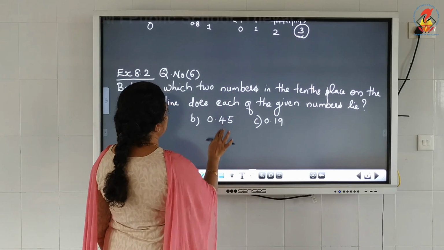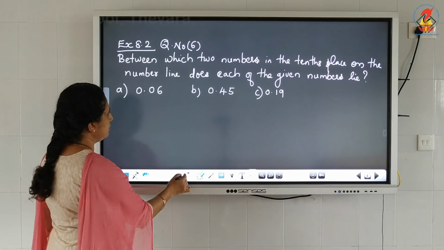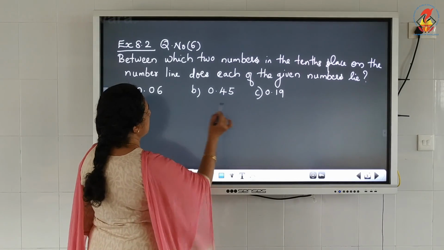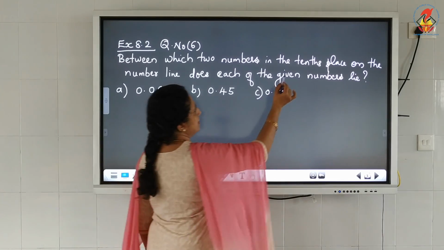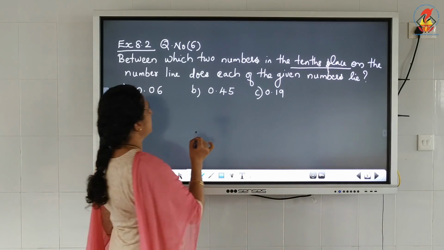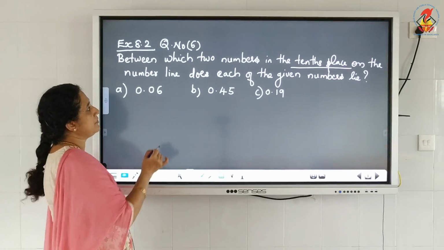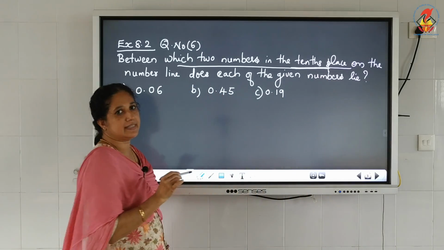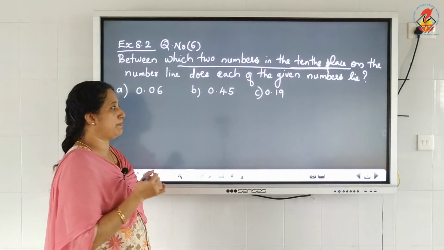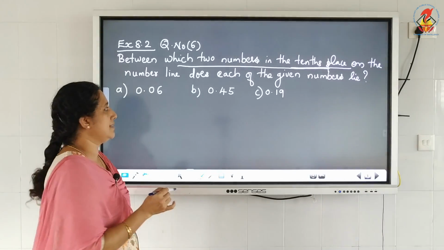Now next question, exercise 8.2, question number 6. Between which two numbers in the 10th place on the number line does each of the given numbers lie? Between which two numbers in the 10th place. So you have to consider the numbers in the 10th place and see between which these three numbers lie.